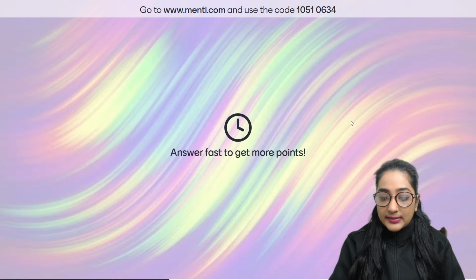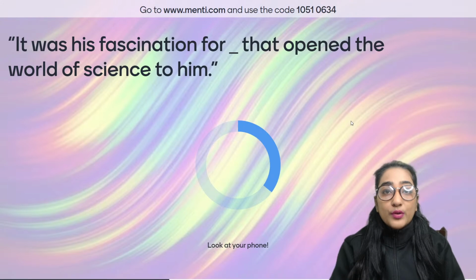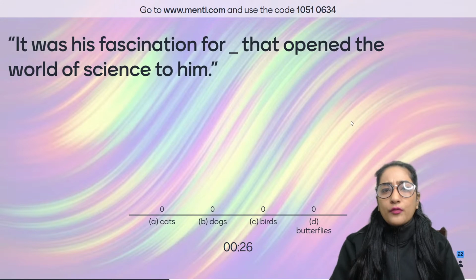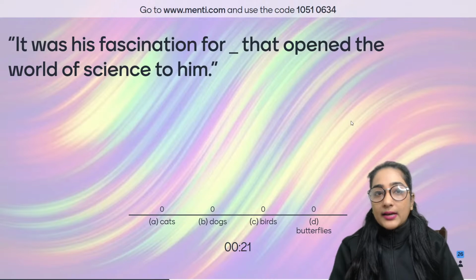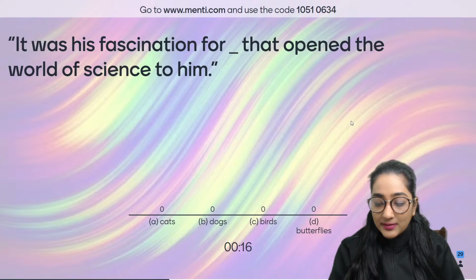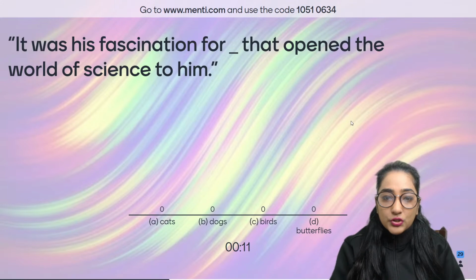This is really one of the very important chapters from your examination point of view. It was his fascination for dash opened the world of science to him. Like cats, dogs, birds or butterflies. What has been given in your entire book? Let me see how many of you are gonna just nail this particular question. And here we go.